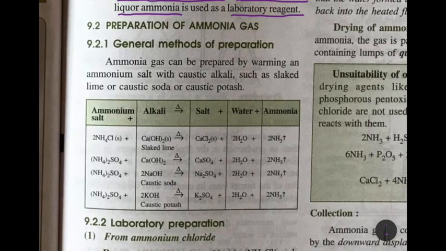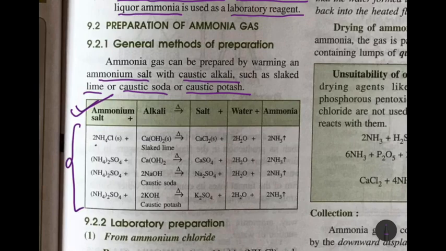In general, it can be prepared by warming an ammonium salt, either ammonium chloride or ammonium sulfate, with caustic alkali like slaked lime, calcium hydroxide, caustic soda, sodium hydroxide, or caustic potash, potassium hydroxide. So your first assignment, you are going to write down the general methods of preparation of ammonia gas. These equations you are going to write down.